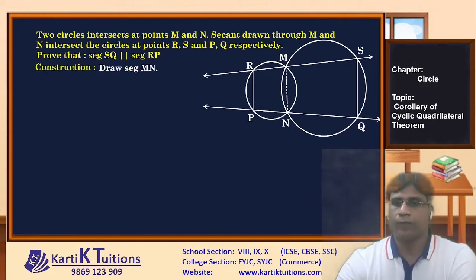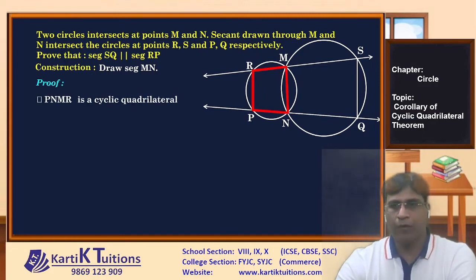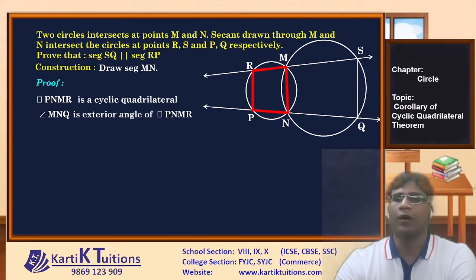Draw segment MN. When we do that, we get two cyclic quadrilaterals. First, let us talk about the small cyclic quadrilateral, that is quadrilateral PNMR. It is a cyclic quadrilateral. And what can you say about angle MNQ? Now MNQ is an exterior angle for the cyclic quadrilateral PNMR. Just now we have spoken about the corollary of the cyclic quadrilateral theorem, which states that angle MNQ has to be equal to angle MRP.